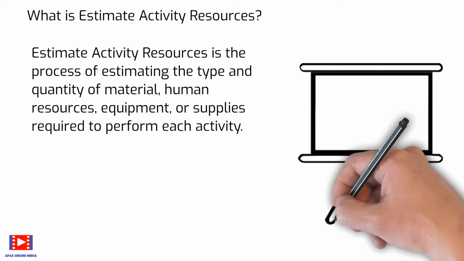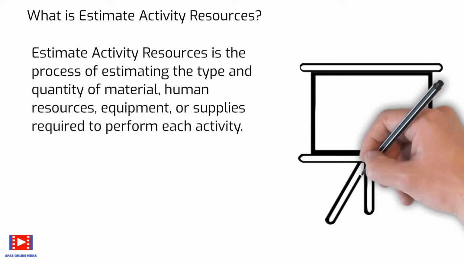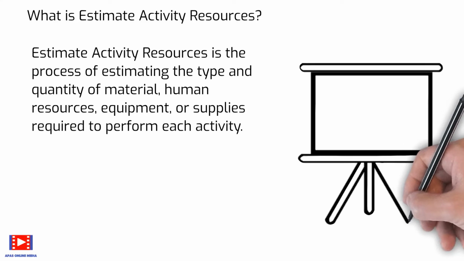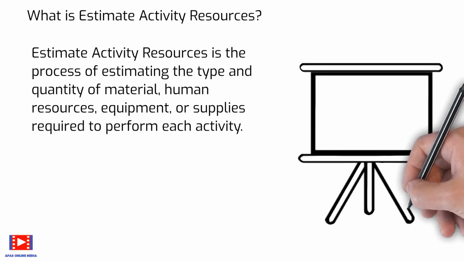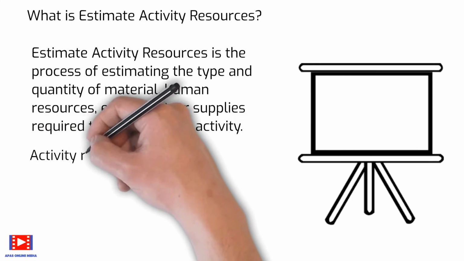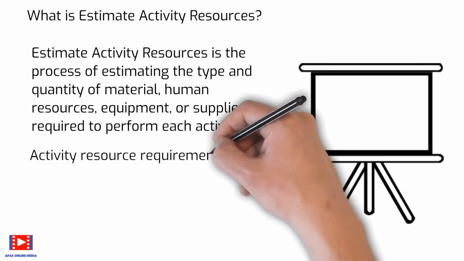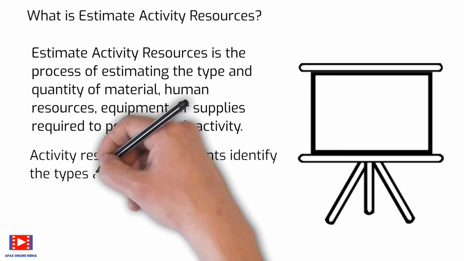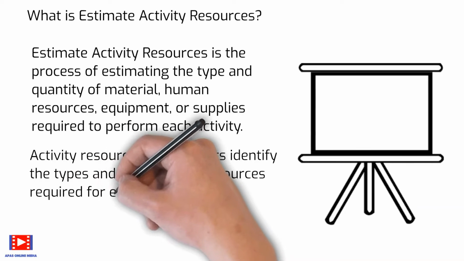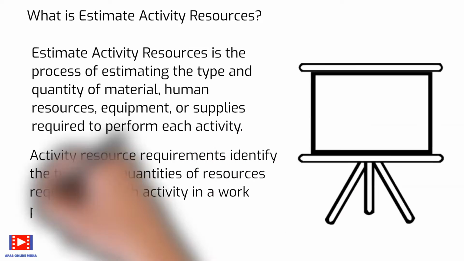Another example could be that an automotive design team will need to be familiar with the latest in automated assembly techniques. The requisite knowledge might be obtained by hiring a consultant, by sending a designer to a seminar on robotics, or by including someone from manufacturing as a member of the project team. Activity resource requirements identify the types and quantities of resources required for each activity in a work package.